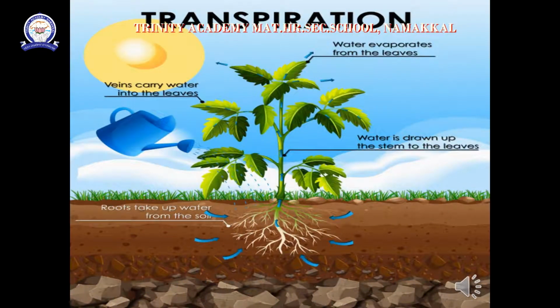Let's see transpiration. It refers to the process by which the water content in the plants is released into the atmosphere in the form of water vapor. The rate of transpiration is affected by the temperature, wind and humidity.